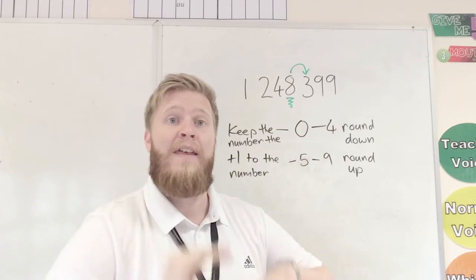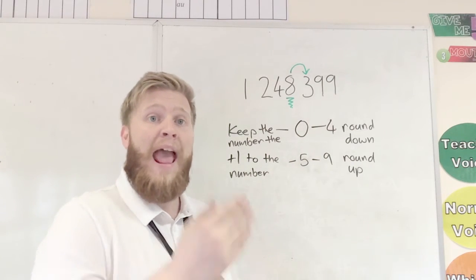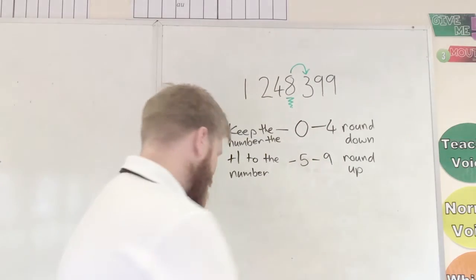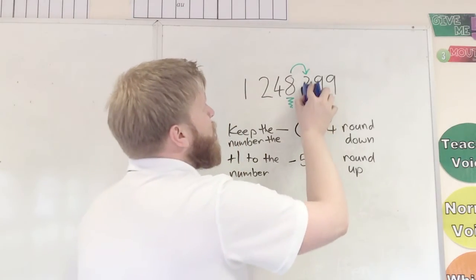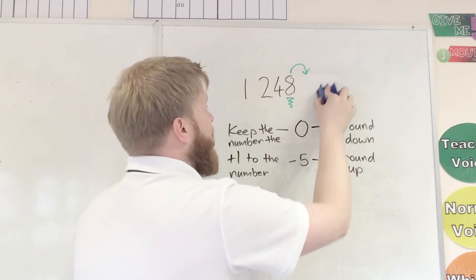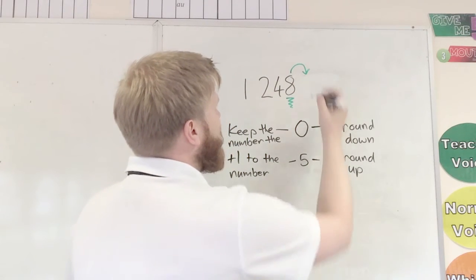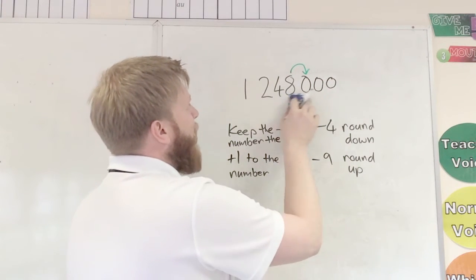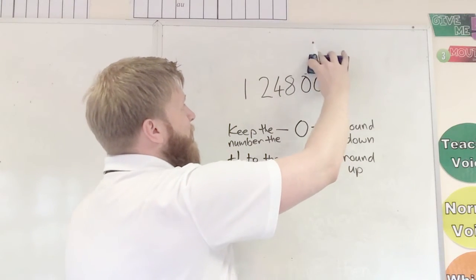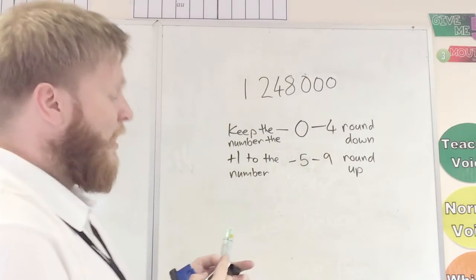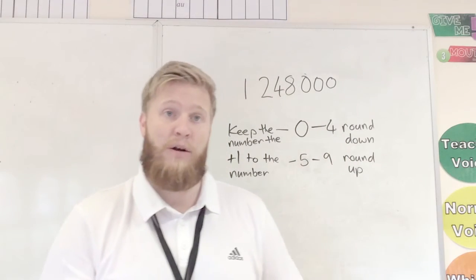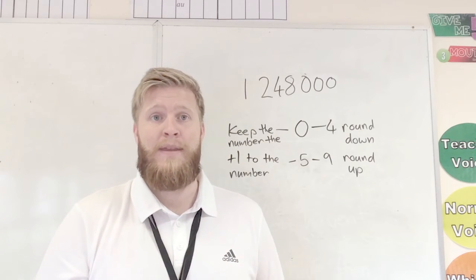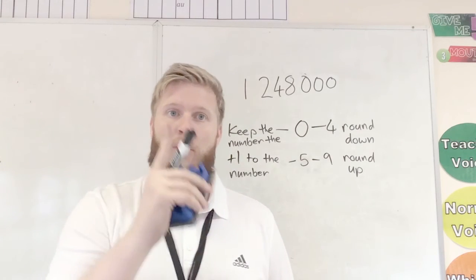Then our last step is to turn every number after the one we're rounding to into a 0. So I've got my 3, 9, 9, and I turn them all into a 0. And that means I've now rounded that number to the nearest thousand, 1,248,000. And that would be that number rounded to the nearest thousand. I'll now show you one where we round up.